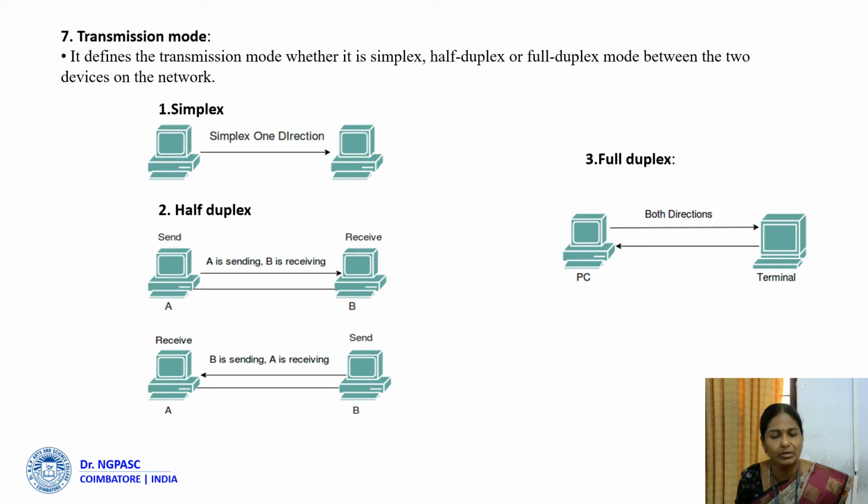One is simplex, one is half duplex, and one is full duplex. Simplex is nothing but a one-way transaction. The single node can transmit the data to the receiver, but the receiver cannot transmit back to the sender.